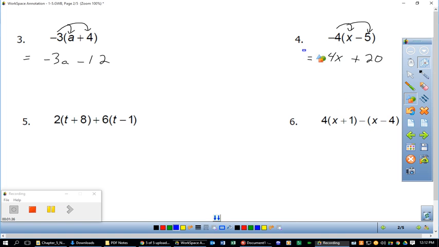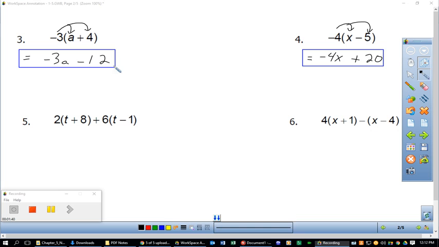All right, now things are going to ramp up just a little bit starting at number 5. We have multiple steps here. So remember, this 2 only affects these two things right there, t plus 8. And this 6, positive 6, only affects those two right there. So we will distribute 2 to these guys. So that gives us a 2t plus 16. Okay, and we're done with this part. We're just going to bring those down.